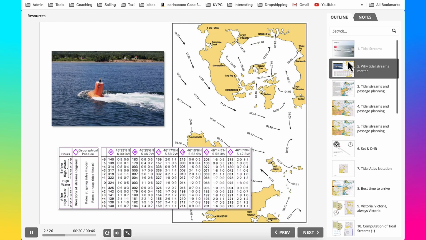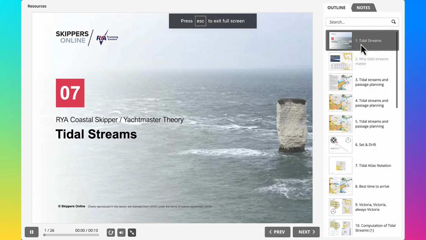Need to estimate our passage time. This lesson teaches RYA Coastal Skipper and Yachtmaster Theory students everything they need to know about tidal streams.